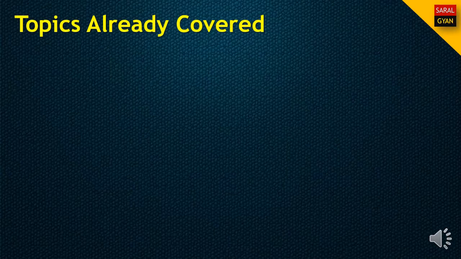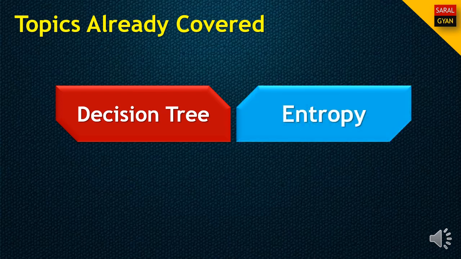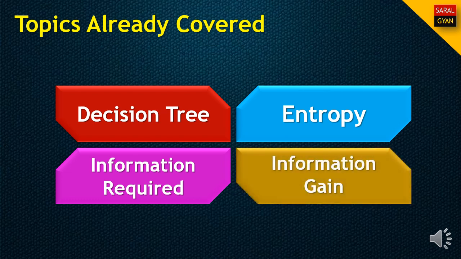So the decision tree construction needs some basics which we have already covered in our previous videos. That is, what is the meaning of the basic decision tree, how it looks, and what we are expecting from the decision tree classifier. What is the meaning of entropy, because without entropy calculation we cannot construct a decision tree classifier. What is the meaning of information required and why we need it, and finally the information gain. These topics we have already covered in our previous videos.